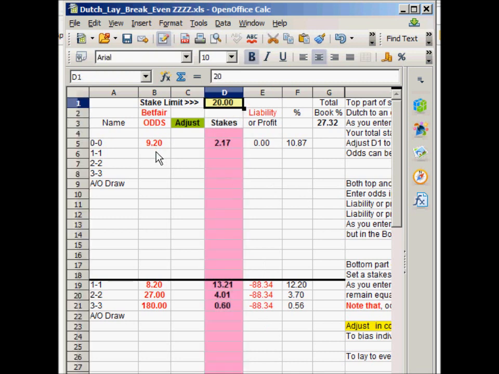Now if our game ends 0-0, we break even with no profit or loss, and if we hit one of the other scores, we have a bigger lay liability. So that's 2 ways of setting up your insurance.